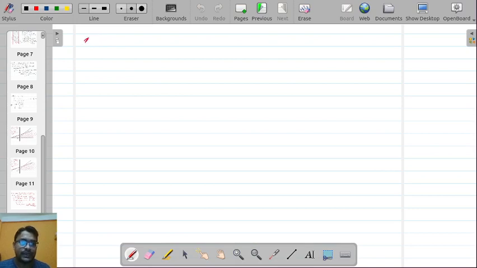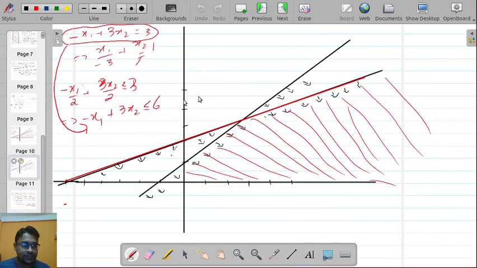So any point on the line, but there are several restrictions. Any point on this line is a solution, provided the x coordinate is greater than the x coordinate of this point of intersection. So what is the point of intersection? Let us try to find out.